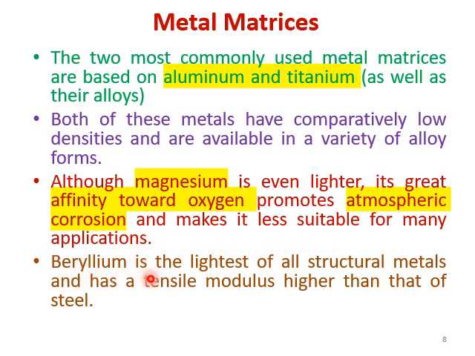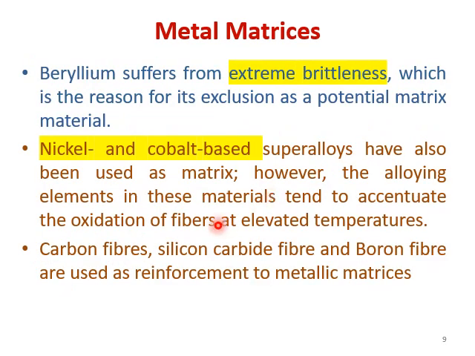Now beryllium is the lightest of all structural metals, and it has also got a high tensile modulus. So what are the advantages with beryllium as a matrix? It is the lightest, that is its density will be low, and if its density is low, then it will provide a very high tensile strength to weight ratio as well as a higher modulus to weight ratio, and it has also got an absolute value of tensile modulus which is higher than the other metals. But the main problem with beryllium again is that it has very poor energy absorption. That is, it is extremely brittle, and if it is exposed to a shock, it will break, right? So beryllium suffers from extreme brittleness, which is the reason for its exclusion as a potential matrix material.